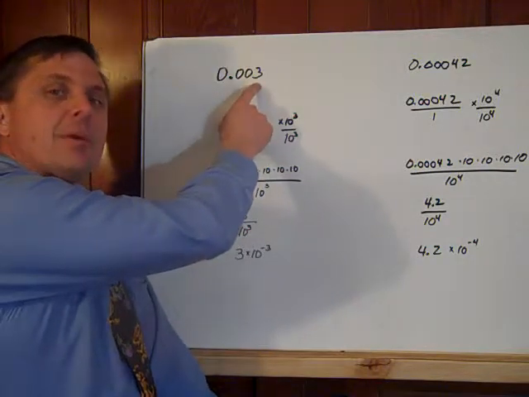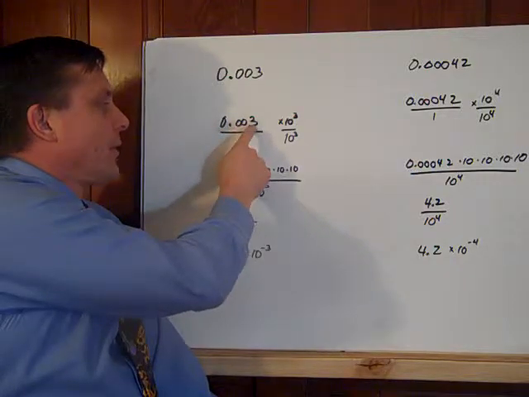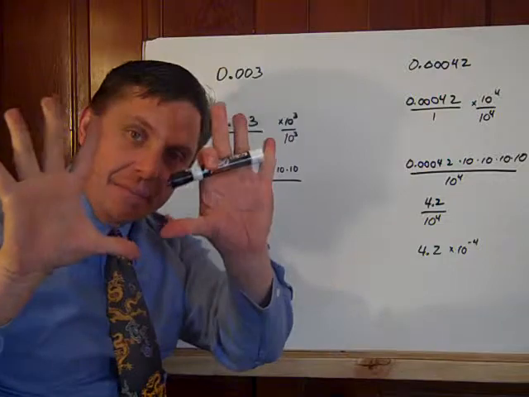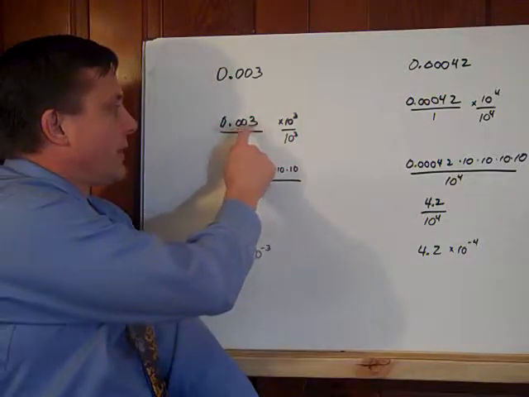0.003. How do we write that scientifically? Well, I start that we have 0.003 over 1. And I need this to be between 1 and 10. Well, to do that, I say, hey, I've got to move the decimal place 3 places.